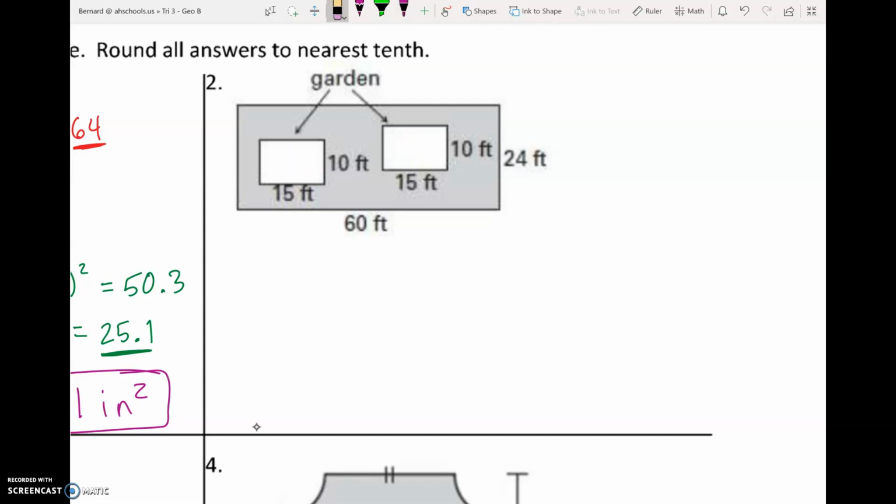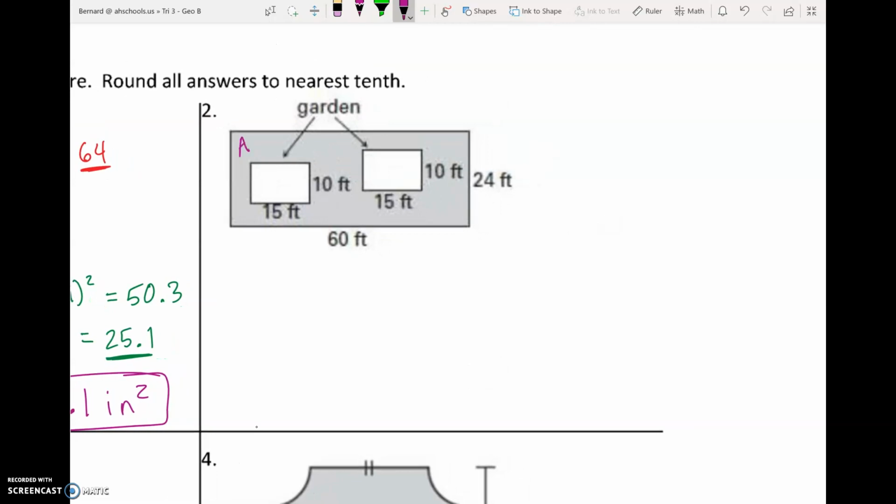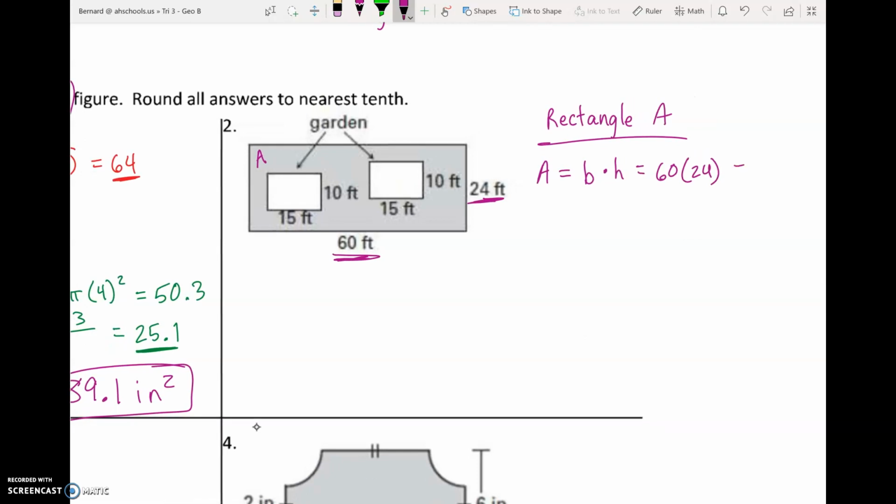And so here's what I'm going to do. I'm going to call the shaded rectangle A. Rectangle A is our shaded figure. And so let's just find the area for that. And an area for a rectangle, base times height. And so for the gray rectangle, that's 60 times 24. And so when I do 60 times 24, I am going to get 1,440. Now I'm going to underline that because I need that for later, right?